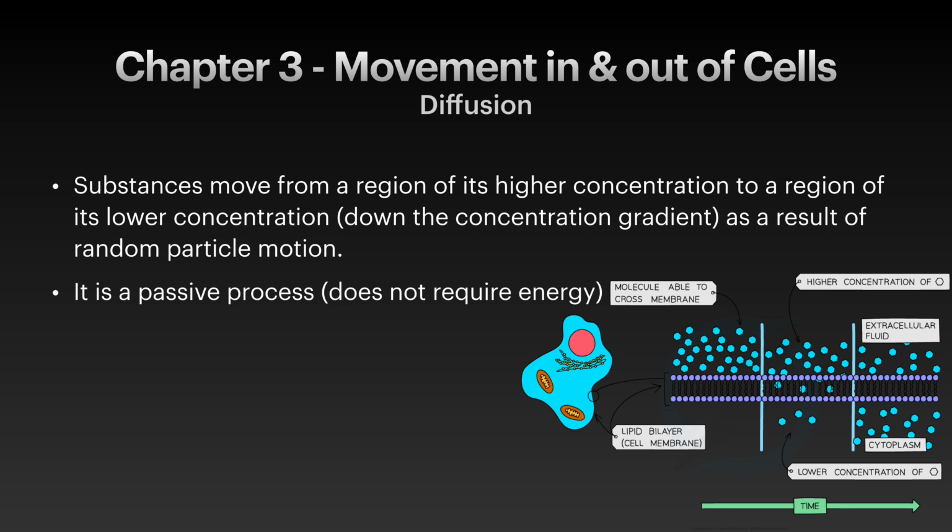Now, where does the energy for diffusion come from? It's important to understand that diffusion is a passive process, meaning it doesn't require any energy from the cell itself. Instead, the energy comes from the kinetic energy of random movement of molecules and ions. This random movement is also called Brownian motion.